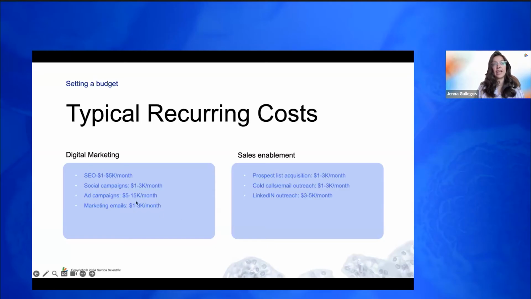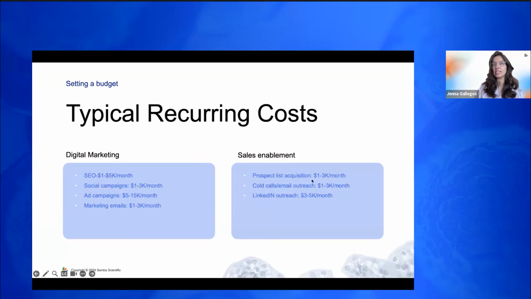Ad campaigns, there's a big range depending on the channel, and I'll talk a little bit more about how to get the most bang for your buck from ads in a bit. But typically we see companies budgeting around $5,000 to $15,000 a month for ads. And marketing emails will run around $1,000 to $3,000 a month, and that's going to depend on whether you're sourcing the list internally or whether you're renting that list or mining that list externally.